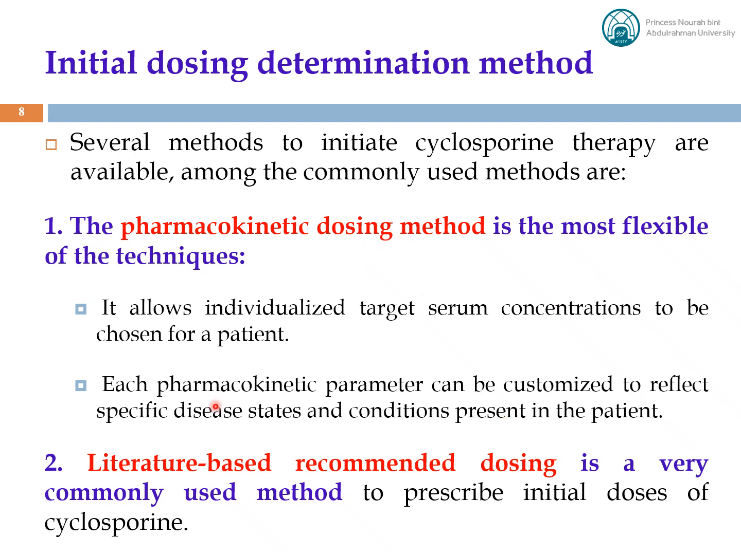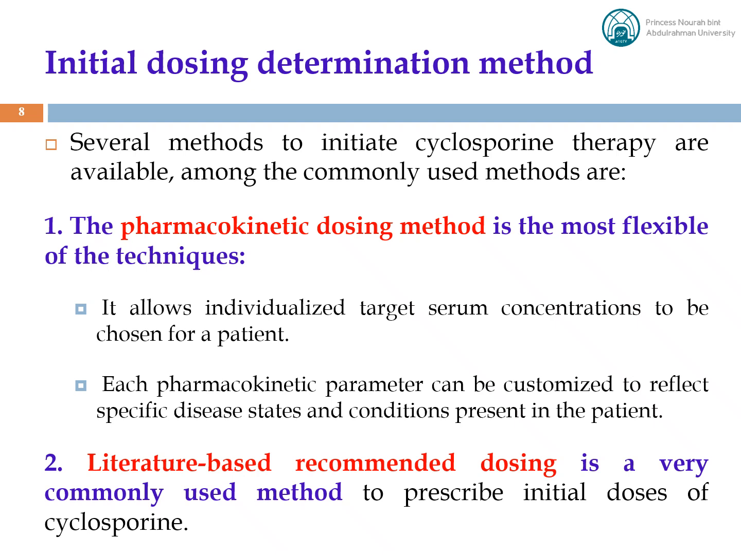The other method, the literature-based recommended dosing, is a very commonly used method to prescribe initial doses of cyclosporin. Here we look back at the guidelines, what has been written in the literature previously, what has been given to different patients, and start initially with the loading dose of cyclosporin depending on what has been recorded in the literature. Okay, then we should go on with the pharmacokinetic dosing method.